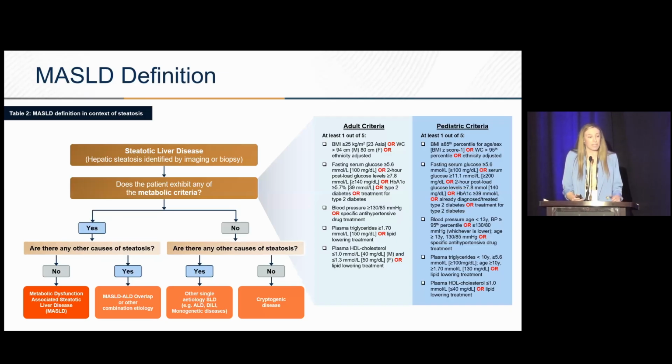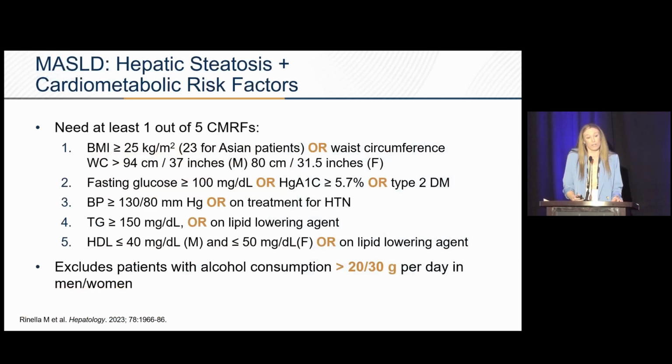Looking at MASLD specifically, in the presence of hepatic steatosis, the finding of any cardiometabolic risk factor would confer a diagnosis of MASLD if there are no other causes of hepatic steatosis. If there are any other causes, you can definitely have a combination etiology as well. They need to have at least one of the 5 cardiometabolic risk factors. For time purposes, I won't go too in-depth for those, but basically obesity, type 2 diabetes, high blood pressure, high cholesterol. And again, this excludes patients with alcohol consumption greater than 1 drink per day for women and greater than 2 per day for men.